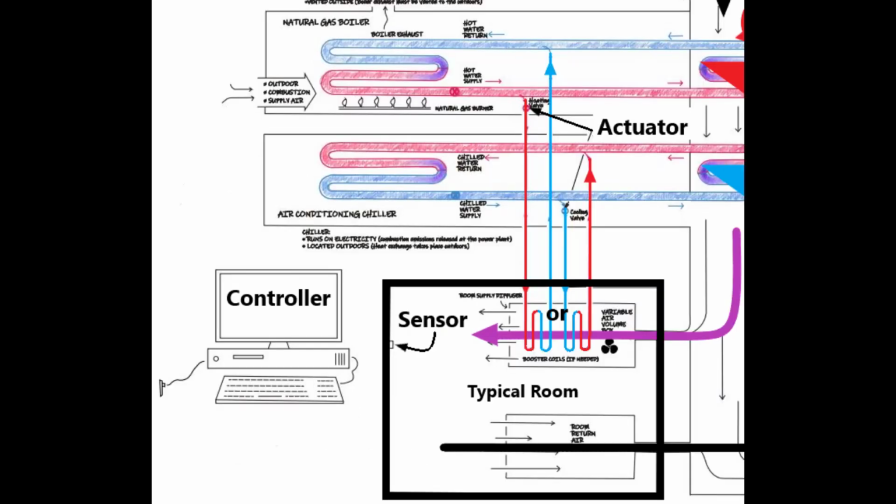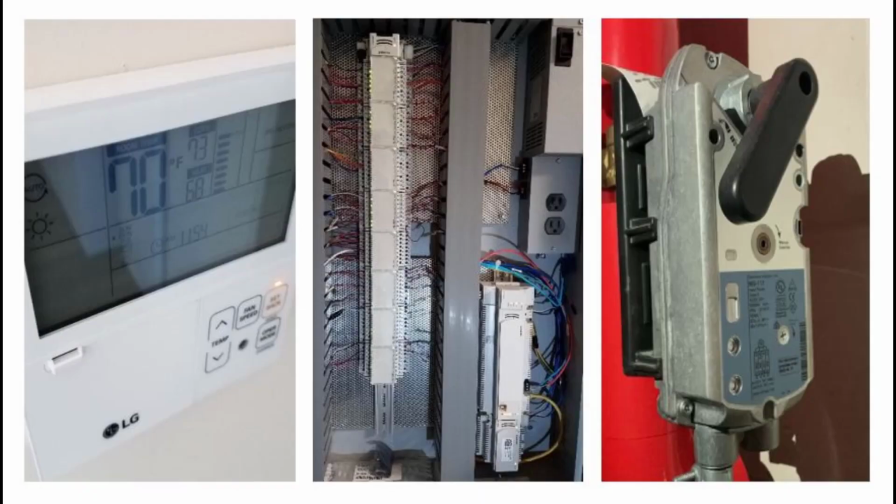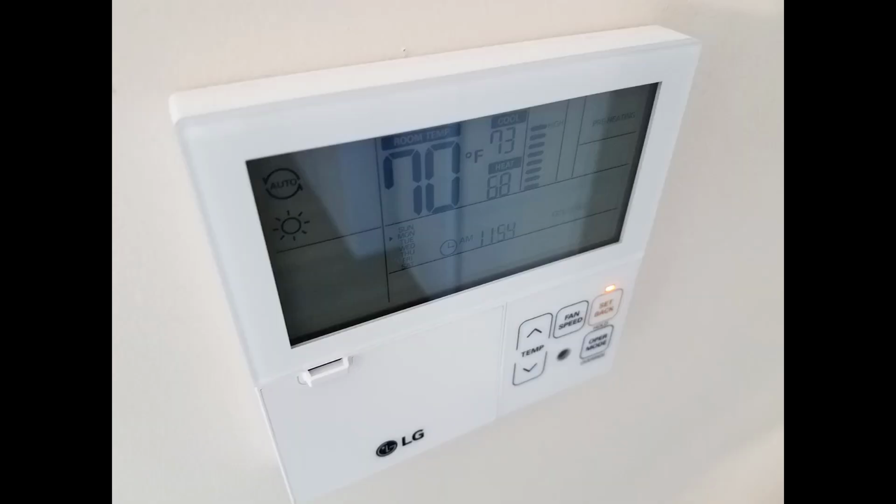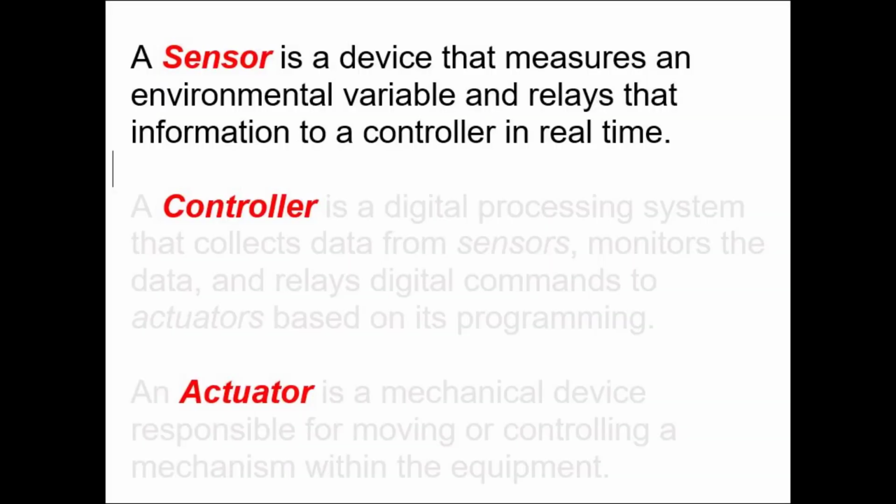Room adjustable local control is usually provided with an individual BAS application for heating and cooling. Let's review how it works in this case. The room sensor, which is constantly monitoring temperature, sends its information to a controller. Remember, a sensor, the first of three parts in this system, is a device that measures an environmental variable and relays that information in real time to a controller.